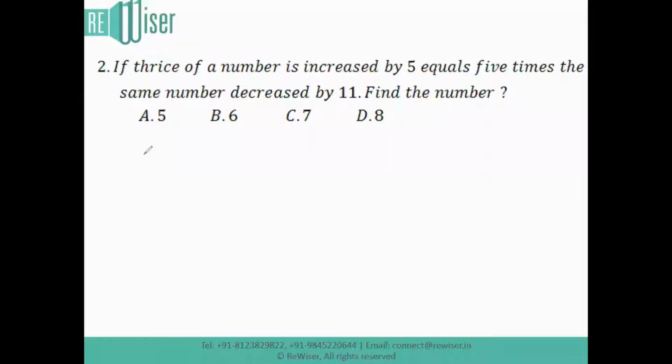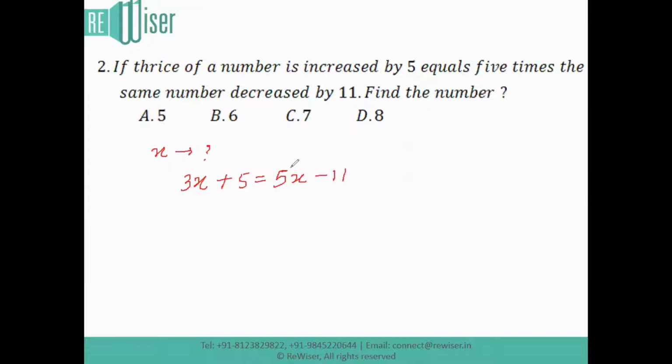In this sum, let x be a number we need to find out. They have given thrice a number, so that means thrice a number is 3 times x, increased by 5. Increased by means it is added with 5, is equal to 5 times the same number. The number is x, and decreased by 11. So this is what is going to be your equation.